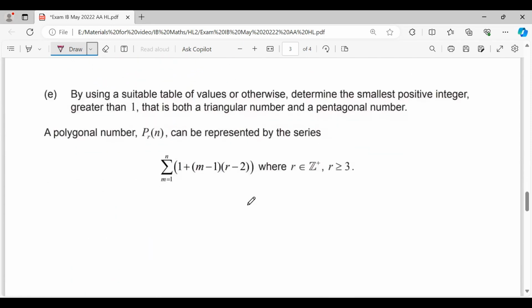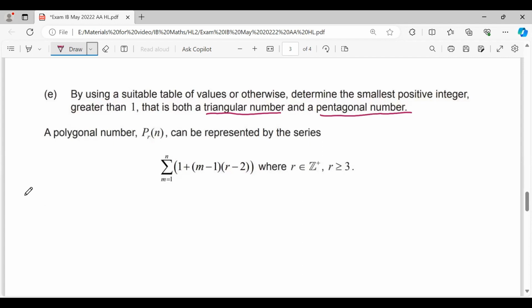E, by using a suitable table of values or otherwise, determine the smallest positive integer greater than 1 that is both a triangular number and a pentagonal number. So a polygonal number Pn can be represented by this series. What I'm going to find is a number that is both a triangular number and a pentagonal number.